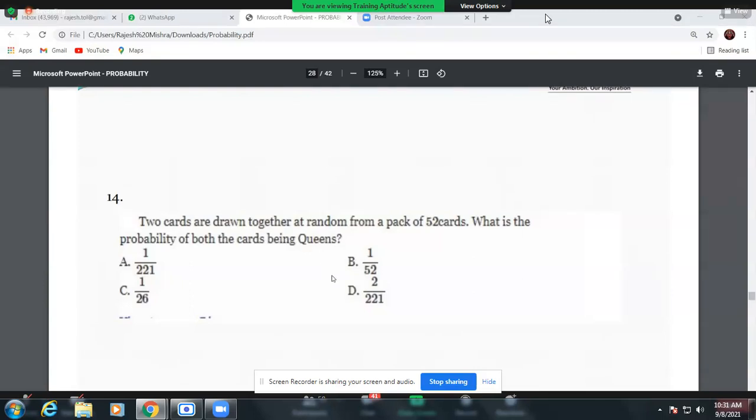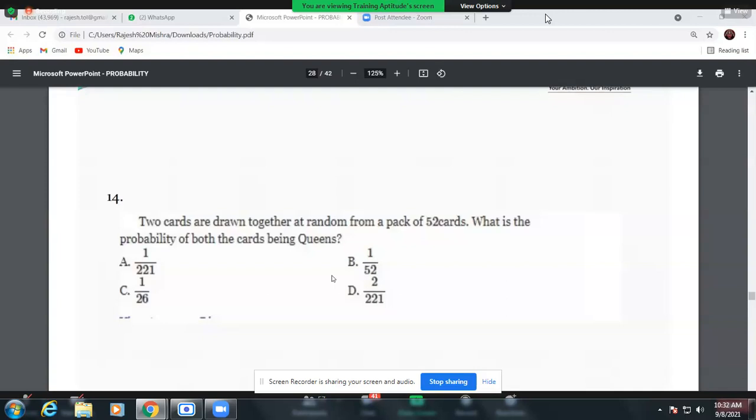So here the catch is, please understand this. The probability of getting a queen is 4 out of 52. Now when one card is drawn and that is a queen, the number of cards left is 51 and the total number of queens left for the second draw is 3 only. So the favorable condition will be 4 upon 52 times 3 upon 51.